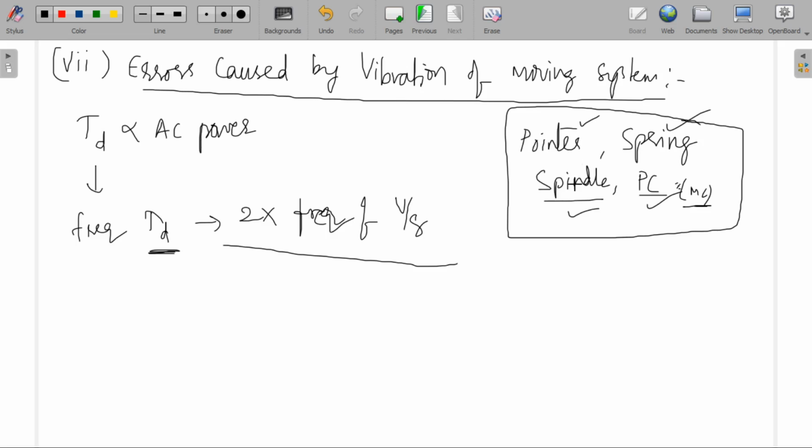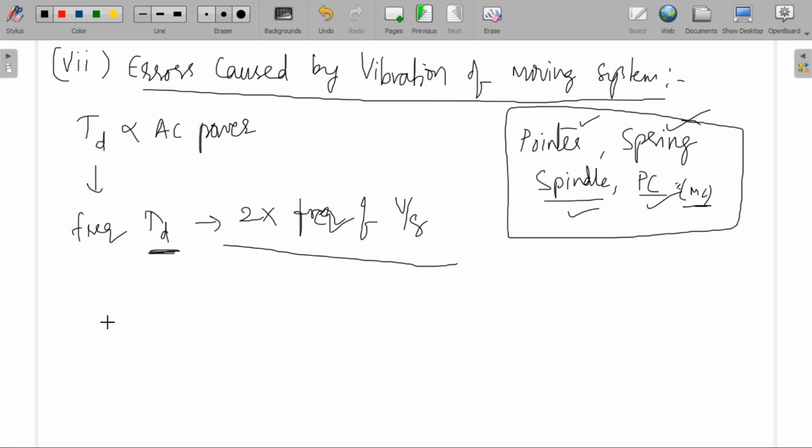If the frequency of torque pulsations matches the frequency of the pointer, spring or spindle, then the moving system will vibrate with high amplitude. That is called resonance. Mechanical resonance occurs when the frequency of torque pulsations matches the frequency of any one of these objects.